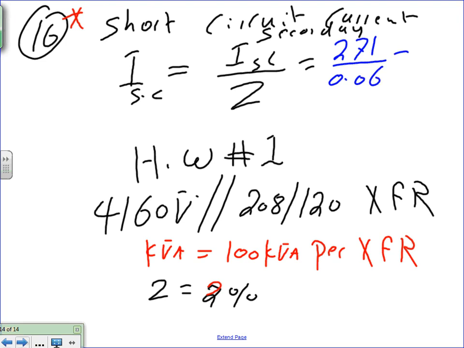0.06 because the impedance was 6%. And do I come up with 4.5 or 45? 4.5 kA. Always use K when you do short circuit. Don't talk amps. When you do short circuit, guys, the language that the industry uses is the kiloamp. When you do full load, it's amps. Interrupting rating is always kiloamps. Okay?